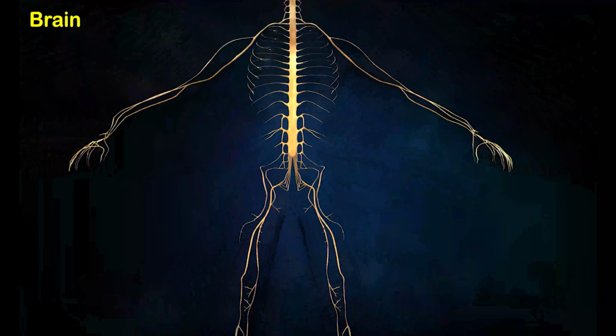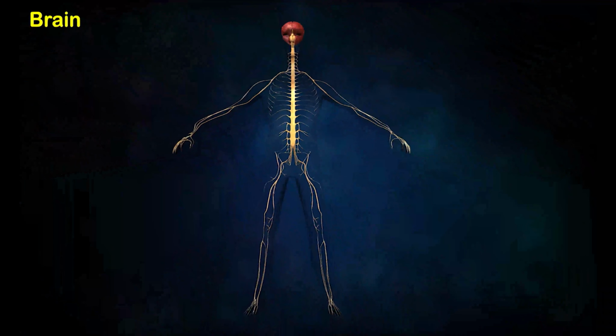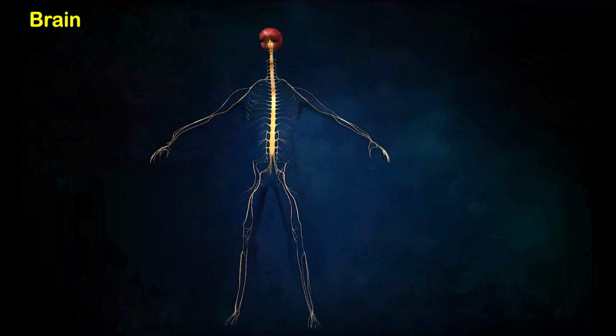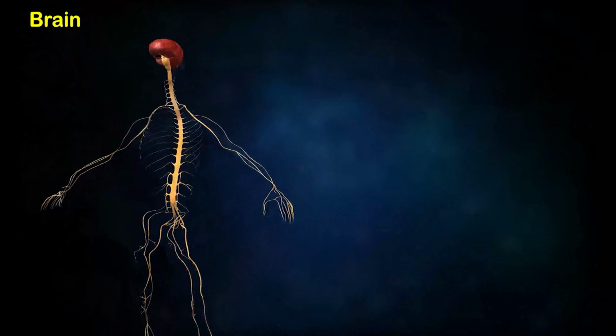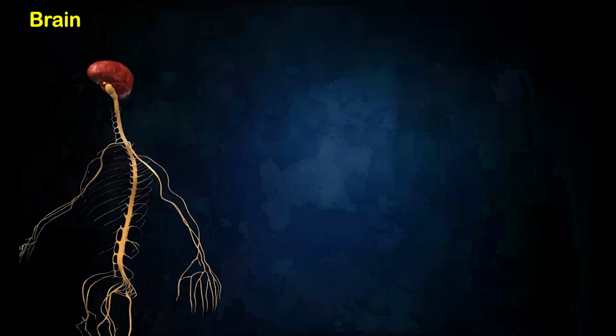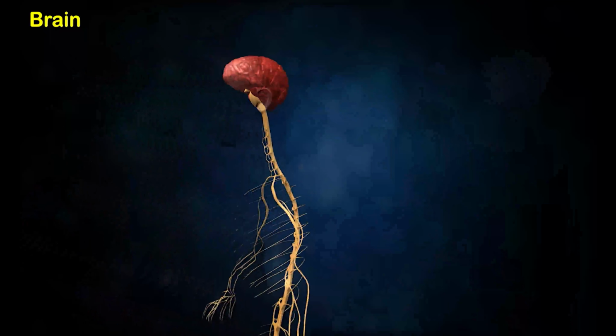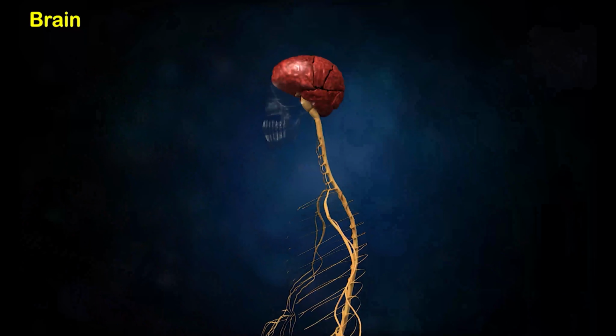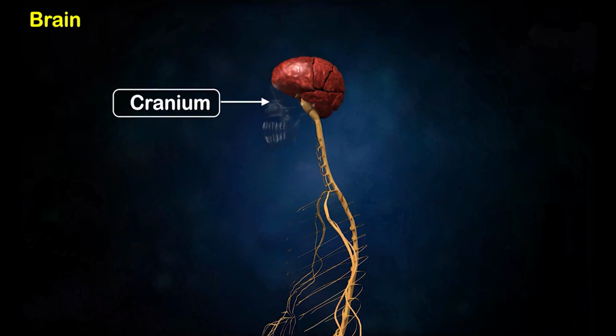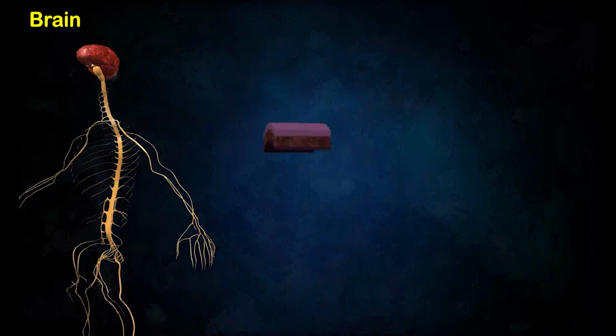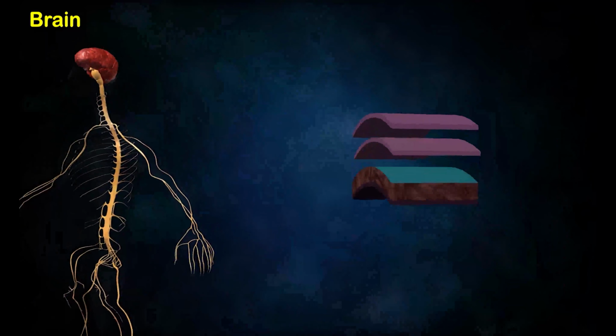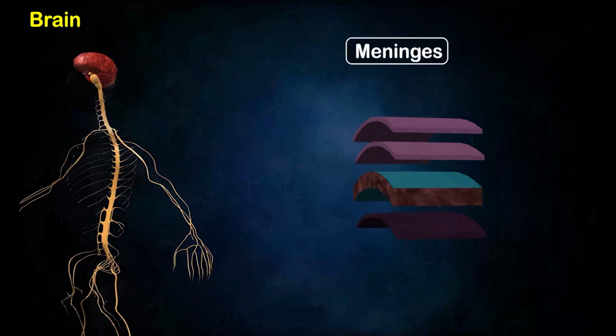Brain. Brain is the control center of the human body. The human brain is the largest of all the animals relative to the body size. It is situated in the hard bony box-like structure called the cranium. The brain and spinal cord are covered by 3 layers called meninges.